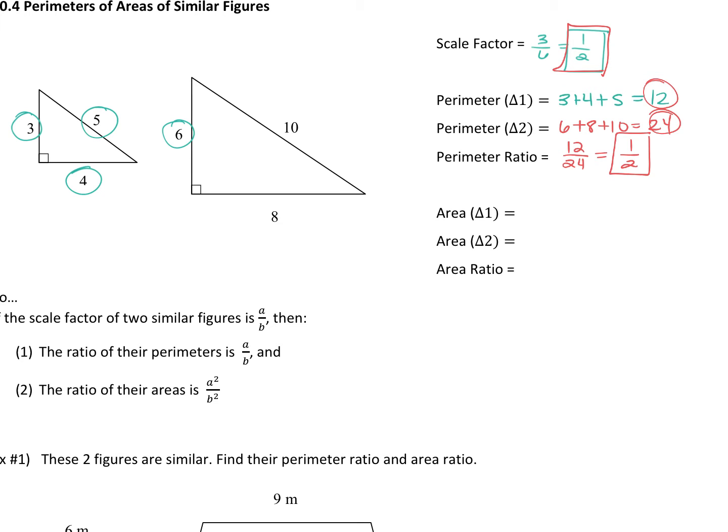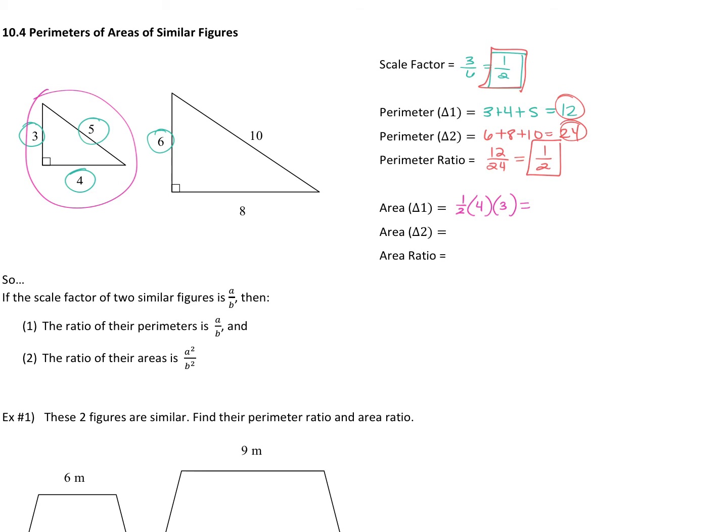That's a fun fact. Okay, now look at the areas of the two triangles. How do you find the area of that first triangle? Times a half, right? 1/2 times the base times the height. So 1/2 times 4 times 3, or 6 square units.